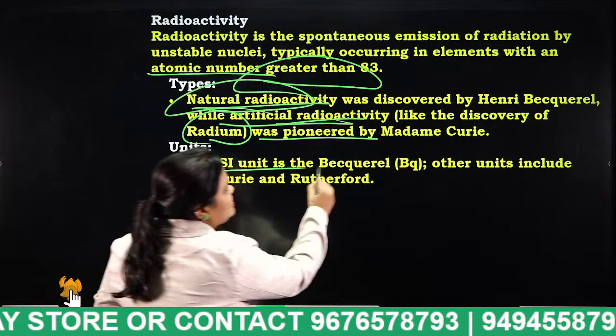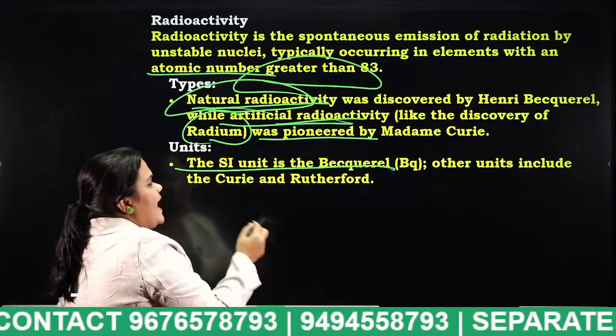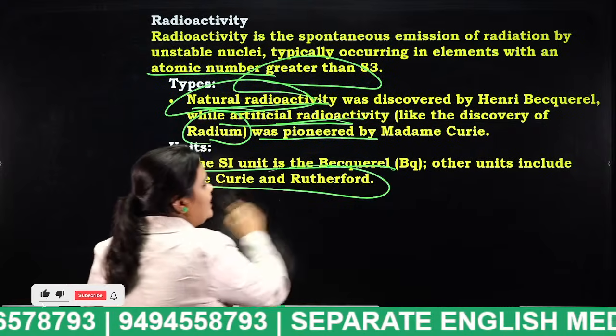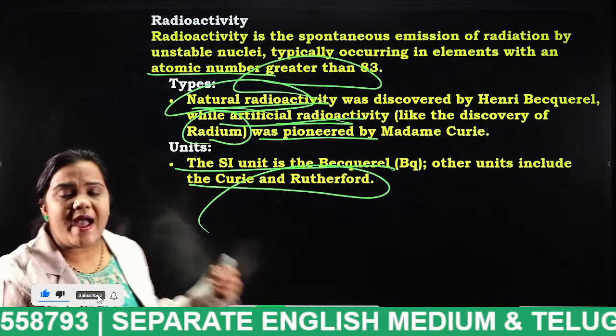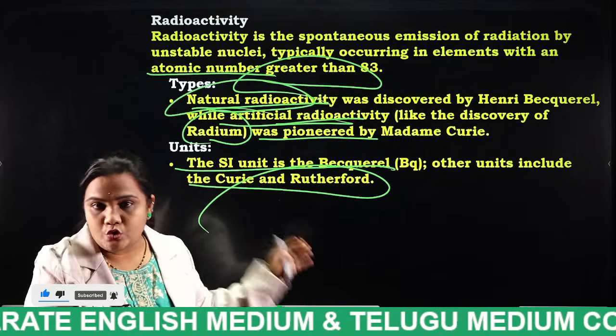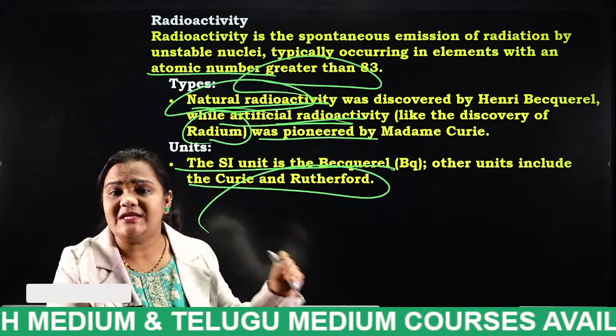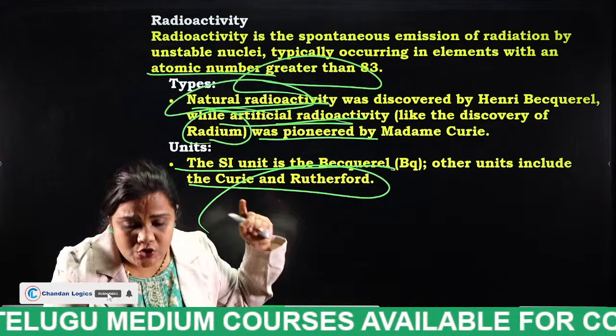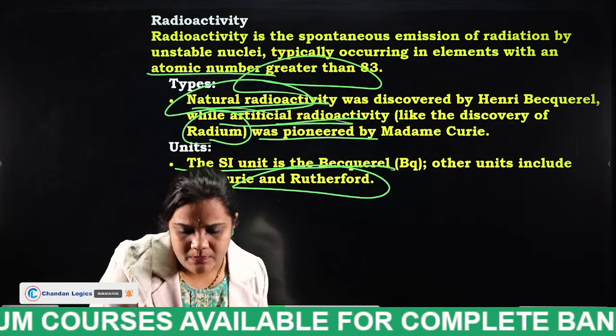Next, units. The SI unit is the Becquerel, and other units include the Curie and Rutherford. What are the units of radioactivity, students? Curie or Rutherford. Each and every point is very, very important, students, so listen carefully.